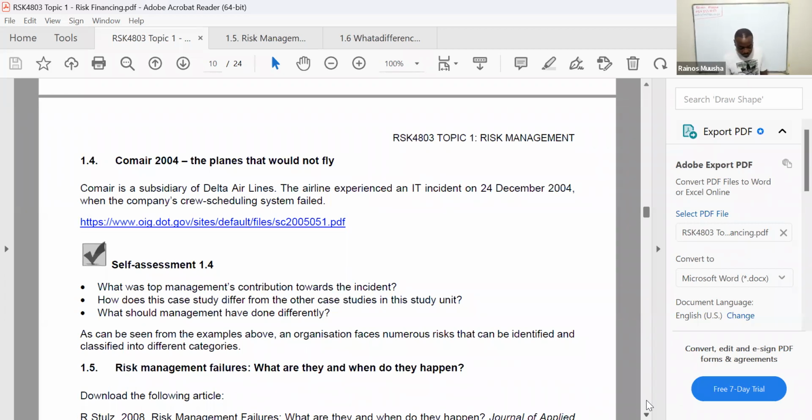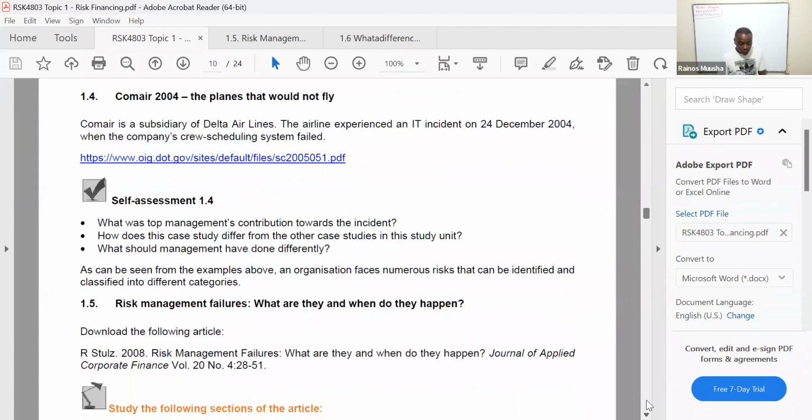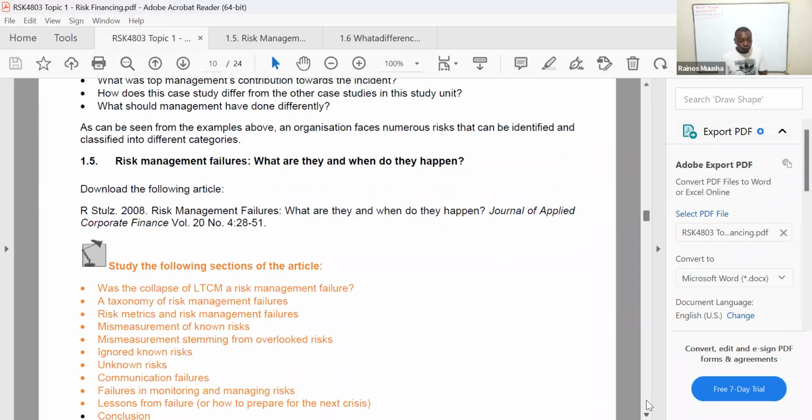Now, after unit 1.1 to 1.4, there is also unit 1.5. Unit 1.5 is basically in two parts. The first part of unit 1.5 looks more in depth at the case study of LTCM, right? And what really brought about its failure. But over and above that, they now start looking at risk metrics and risk management failures as well.